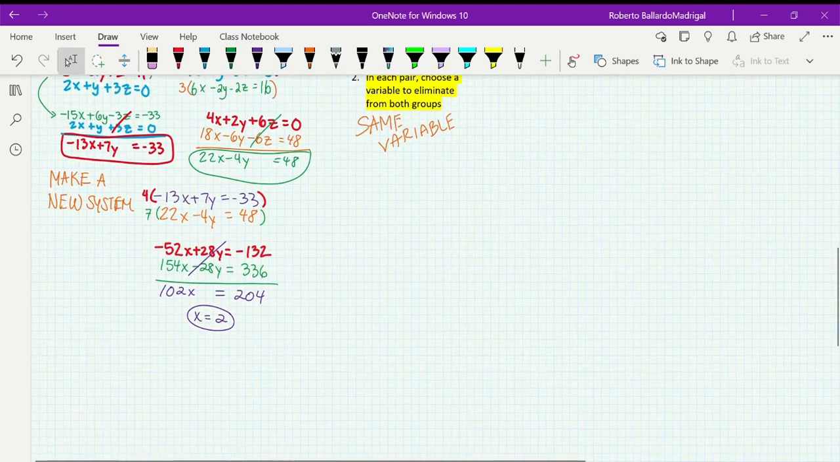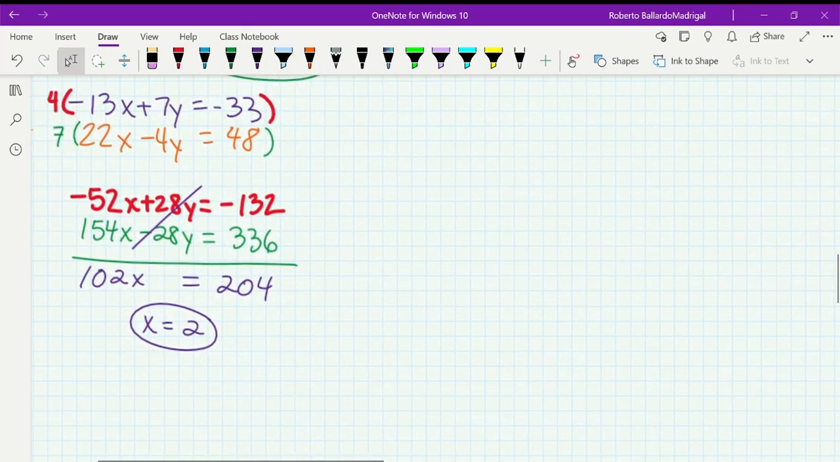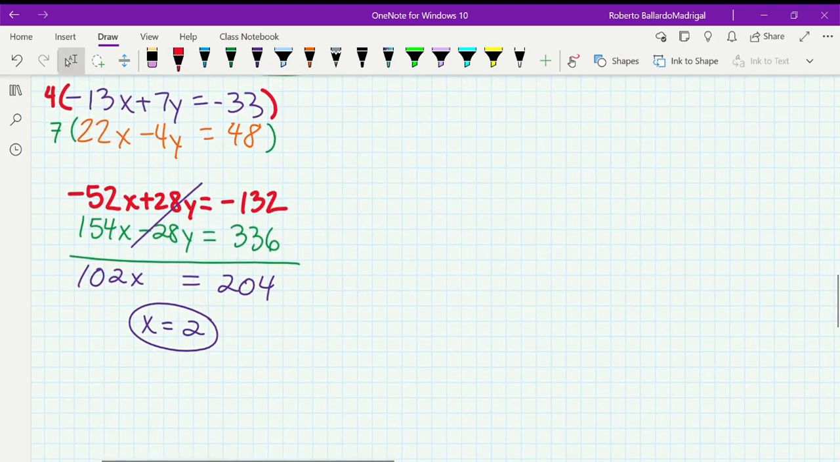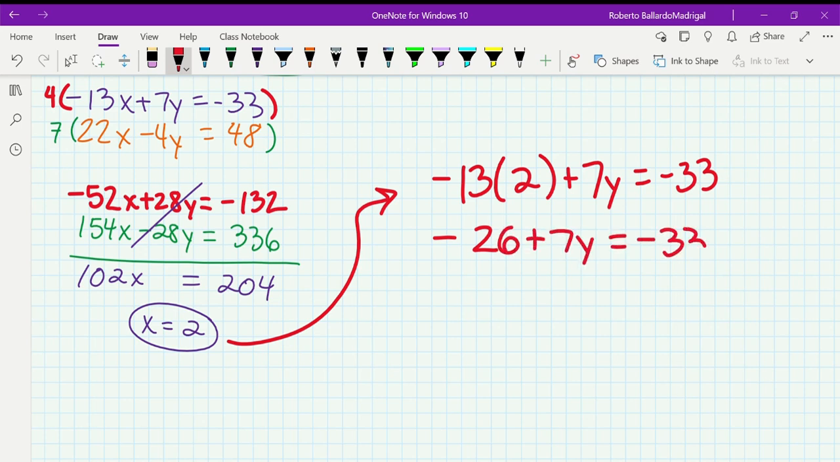Okay. Since I have you all warmed up, let's not get cold. So I have x equals 2. I'm gonna pick one of these 2 up here to substitute x into. Let me go with negative 13 because I feel like those numbers are smaller. Negative 13 times 2 plus 7y equals negative 33. I replace the x with a 2. Negative 26 plus 7y equals negative 33.